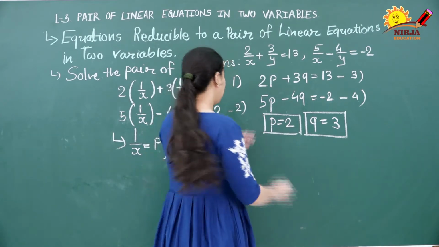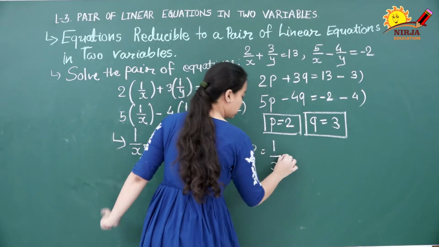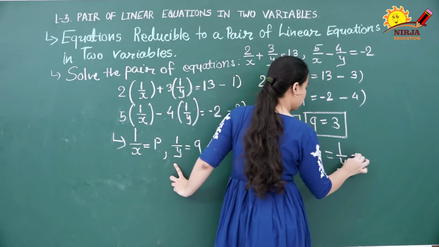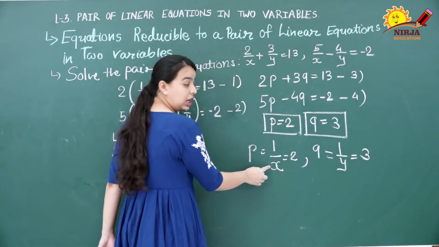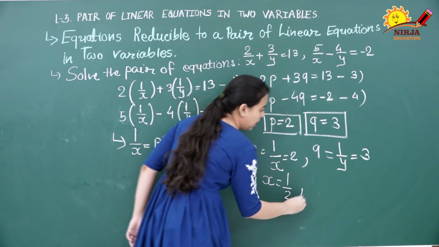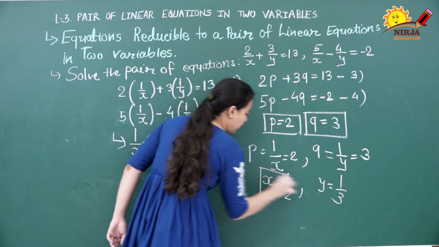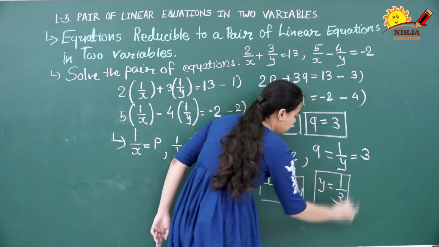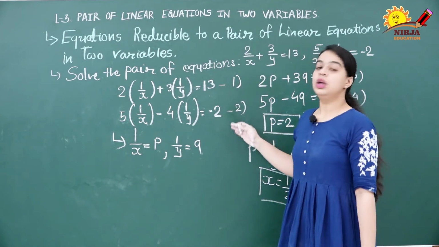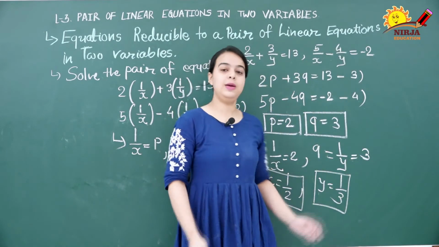But what is our p? Our p is equal to 1 upon x, that means 1 upon x is equal to 2, and our q is 1 upon y is equal to 3. So if we get the value of x from here, x is equal to 1 by 2 and y is equal to 1 by 3. So here we got the values of x and y. That means if we put these values in any of the equations, they are going to be satisfied by the values of x and y.